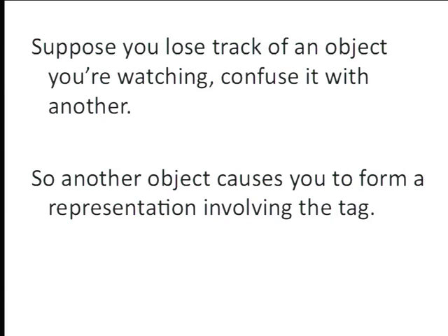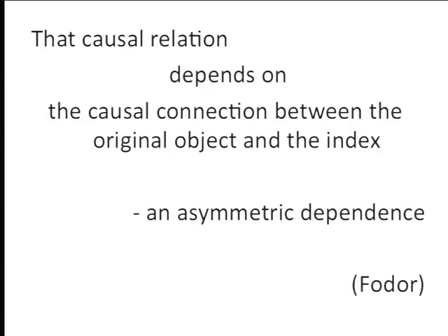If there's me and you, and I'm trying to follow you, so you're causally impacting on me, and I'm trying to keep you in view, so you keep causally impacting on me, and then at a certain point, I get you muddled up with the other and I start following the other. That causal connection with the other is only there because of the original causal connection to you. So you could say that causal relation between the other and me depends on the causal relation between you and me. That's an asymmetric dependence, just as Fodor said.